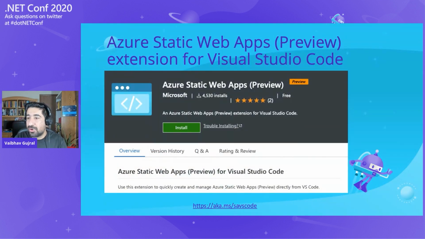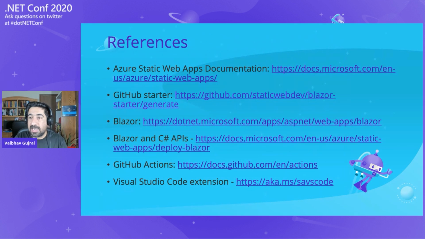Here's the extension for Visual Studio Code that lets you create Azure Static Web Apps within Visual Studio Code. And whatever I've shown you in Azure Portal, you can do it in Visual Studio Code as well as Azure CLI. That's pretty much what I wanted to talk about Azure Static Web Apps.